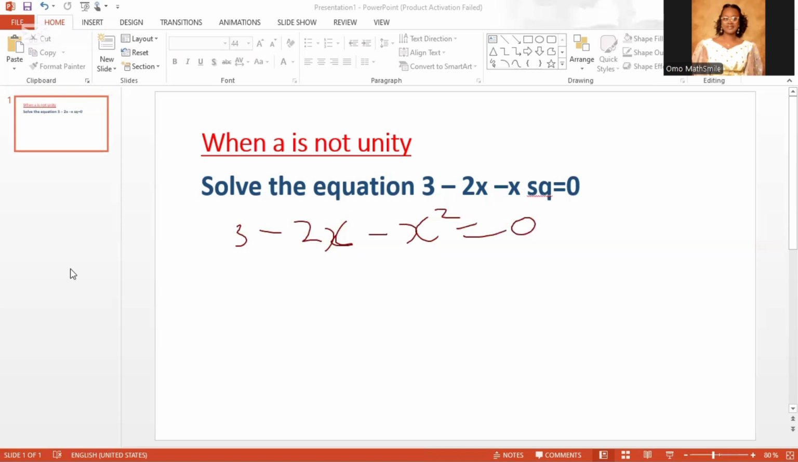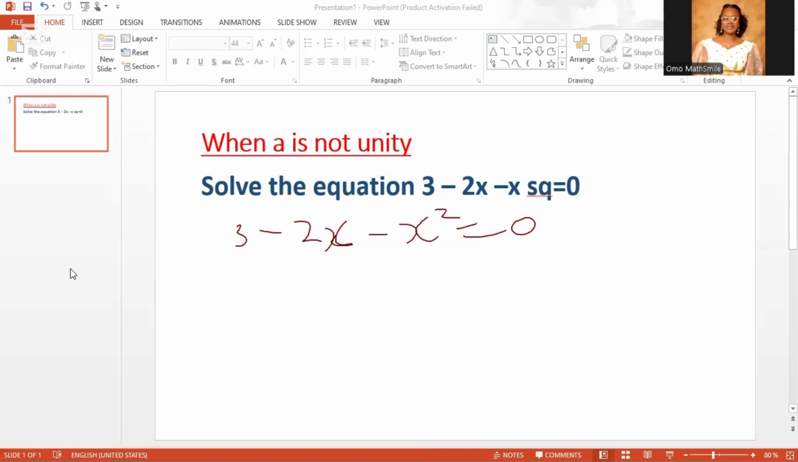Now, this is a quadratic equation that has to do with when a is not unity, that is, when a is not plus 1. That is, our a here is carrying a negative sign, and we are going to determine that in the course of solving this. So we have 3 minus 2x minus x squared equals 0.